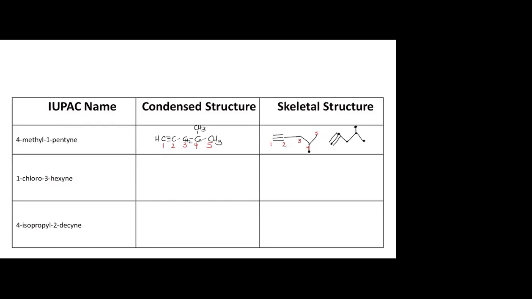Excellent. 6 carbons in a row. 1, 2, 3, 4, 5, and 6. Then we have the triple bond between which 2 carbons? Let's put it in the chat. Which 2 carbons are going to hold it? So 3 is the first one. And what is the second one?